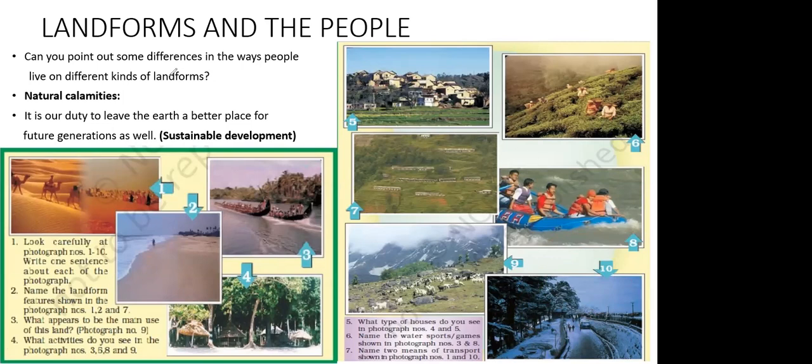All right. So first thing is, can you point out some differences in the ways people live on different kinds of landforms? Who can talk about it? If anyone can voluntarily talk about it. Can you point out some differences in these different pictures? How do the people live there? Because it is a different kind of landform. Can anyone?